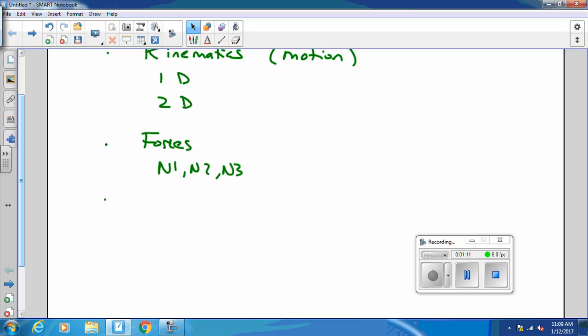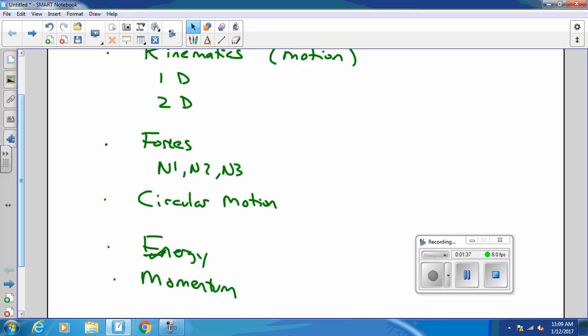Having analyzed forces, we looked at the special case of circular motion. And then we started analyzing the two big quantities that we care about in physics, energy and momentum. That's it. Ta-da! The whole semester on one page. Now, where should you as a student be?